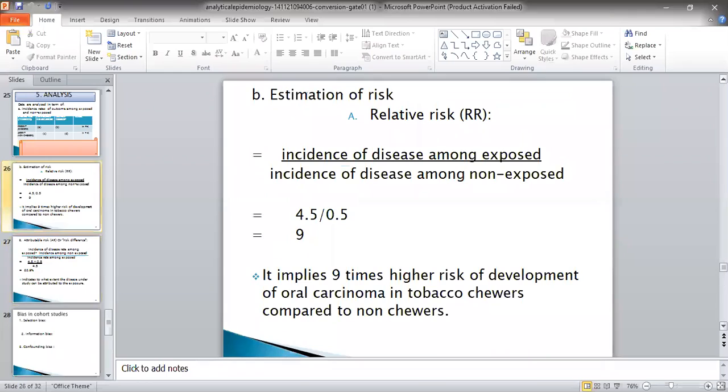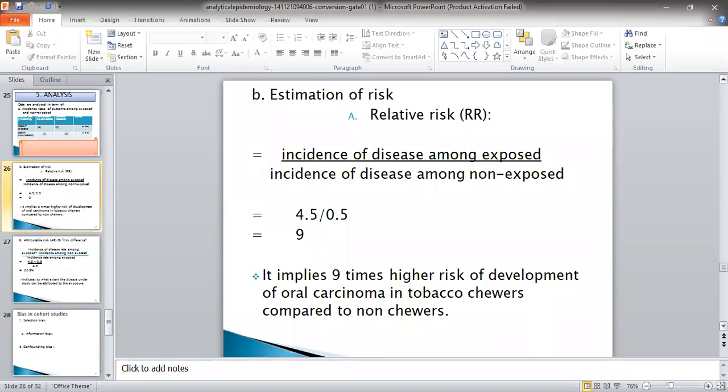Relative risk will be incidence of disease among exposed divided by incidence of disease among non-exposed. If incidence of disease among exposed is 4.5 and incidence of disease among non-exposed with that factor is 0.5, then relative risk will be 9. So it means that there is a 9 times higher risk of development of oral carcinoma in tobacco chewers compared to non-chewers. And the greater the relative risk, the greater will be the association.